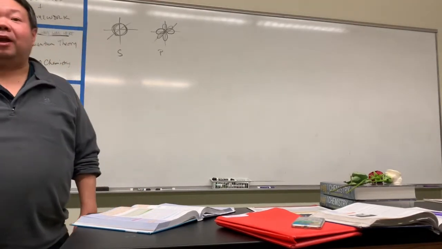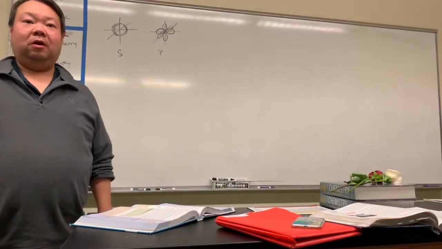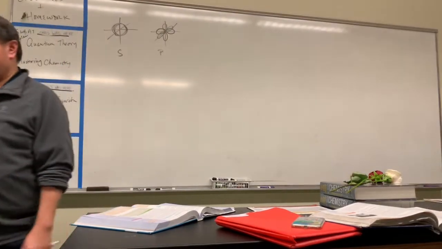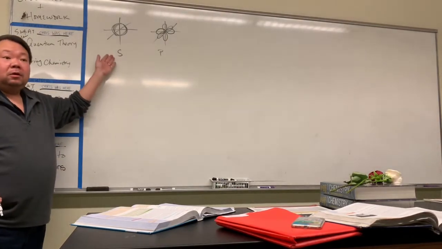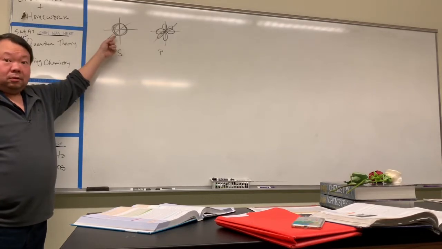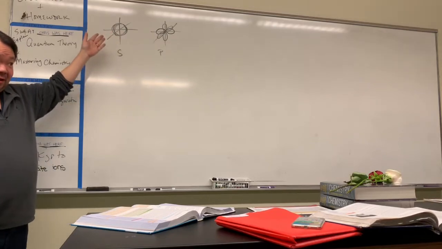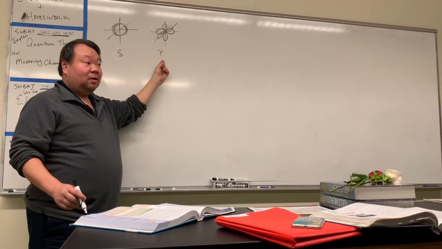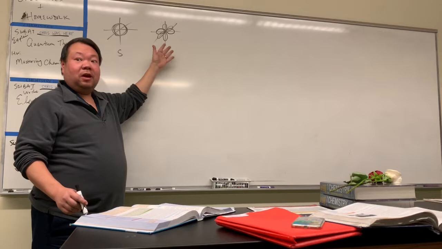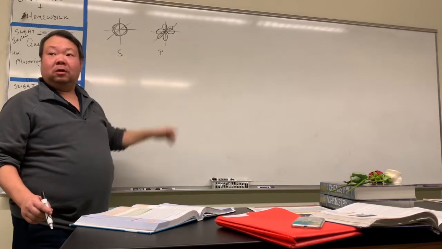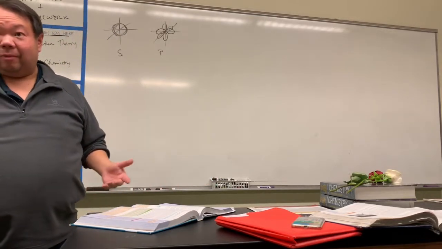Okay, and listen, here's a rule, ready? An orbital can only hold 2 electrons. Any orbital. So the s sublevel only has 1 orbital. It's just 1 sphere. The p sublevel has 3 orbitals. So how many electrons can a p sublevel hold? 6. That's correct. How many can an s sublevel hold? 2. That is correct. Are you with me?